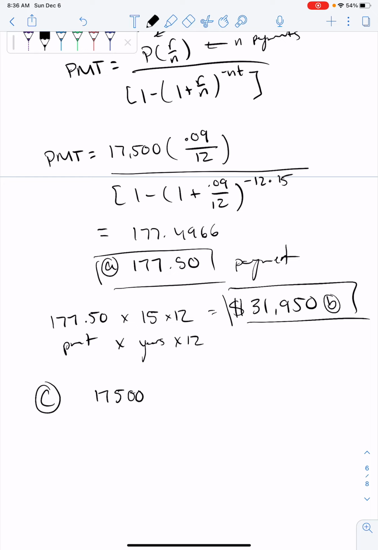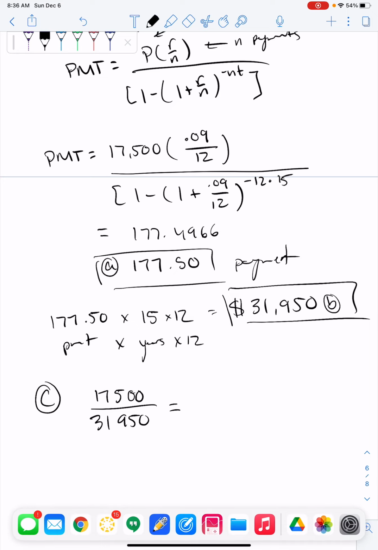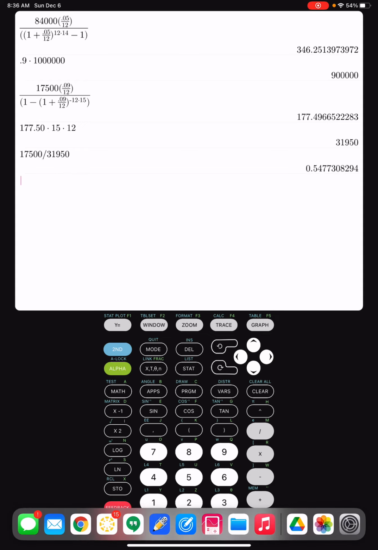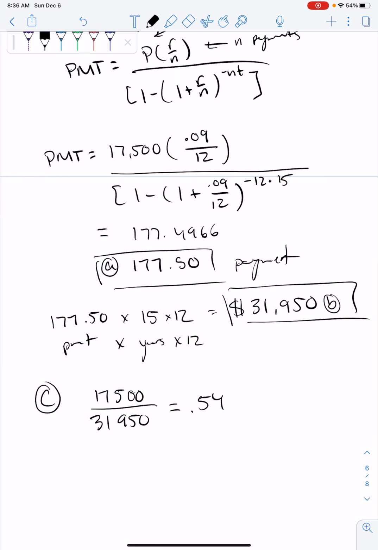Well, the principal was $17,500, and the total that I paid was $31,950. So that's what goes on the bottom. And this is going to give me the percent of the total amount that went towards the principal. So $31,950 on the bottom. And I get 0.5477. So let's see, 0.5477. Now it wants this written as a percent rounded to the nearest tenth. So as a percent, this is 54.77%, but it wants it rounded to the nearest tenth.